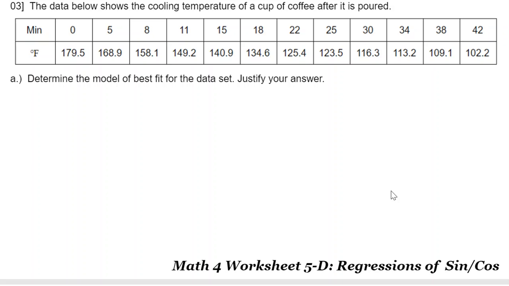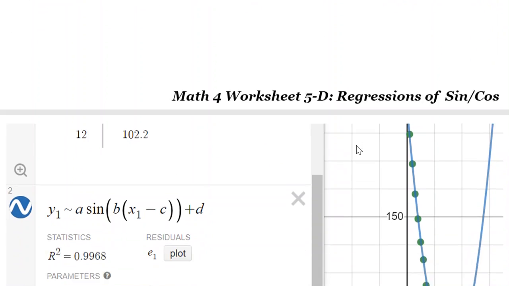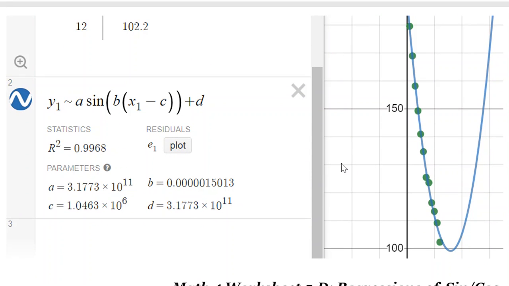But anyway, the first thing that I ran was the sine. And you look at the R squared, 0.9968, that's really, really good. That's really close to the line. All of those are right on that line. But I have a problem with this. You see where the curve is going? It bottoms out and then it starts rising up again. Is a cup of coffee after you pour it really going to start getting hotter again?